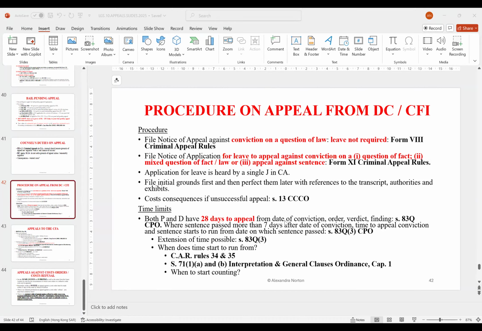But if you think about it logically, because the 28th day is an even number, right? You would never have the defendant convicted and sentenced on a Sunday, for example. So your last day to appeal, the 28th day or the 14th day, is never going to be a Sunday. It'd have to be a public holiday, for example. Okay.